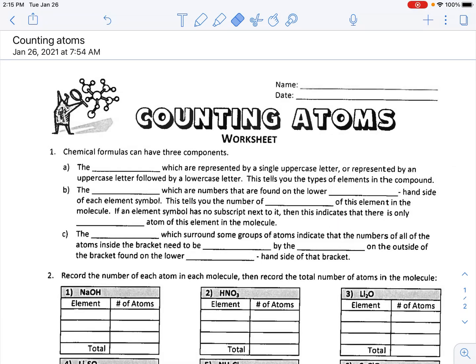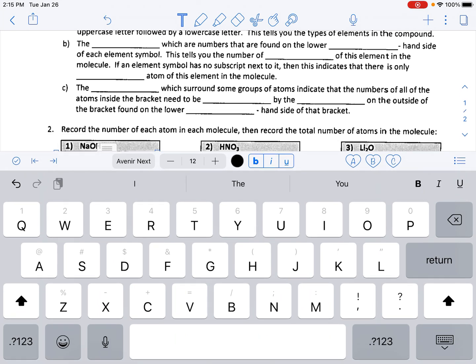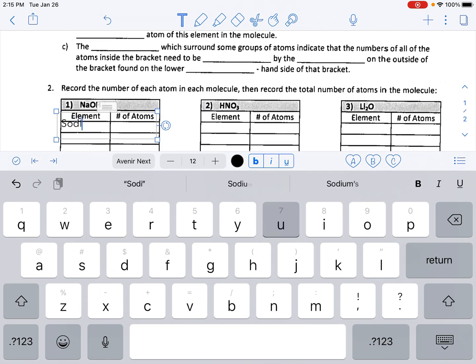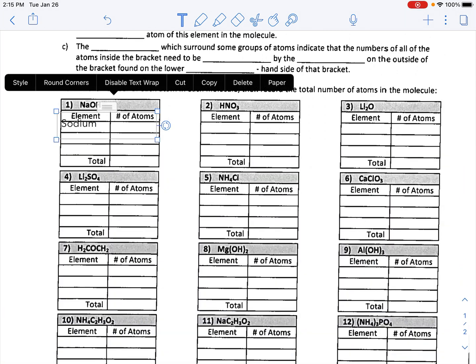Okay, so Emily, to walk you through this, don't worry so much about this top part. I'll send you the answer key, but down here, I use my periodic table. Na stands for sodium, so I'm going to type in sodium right here, okay? Then the O stands for oxygen, so that's what I put here.